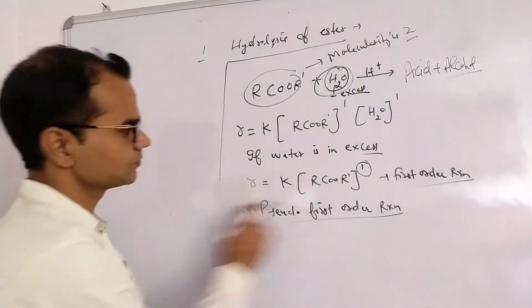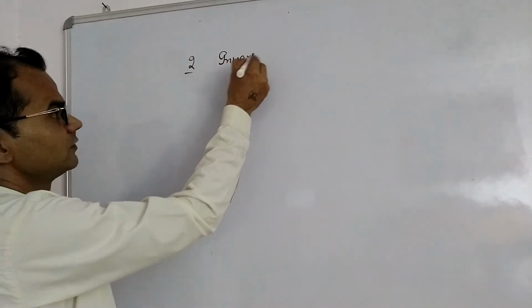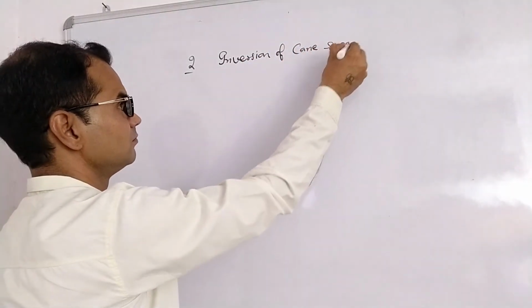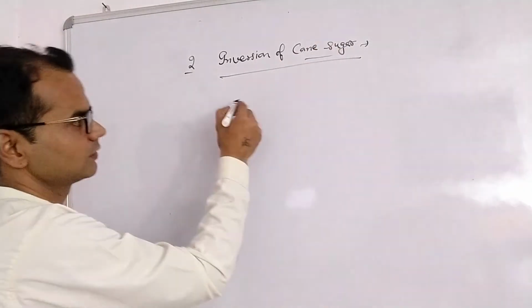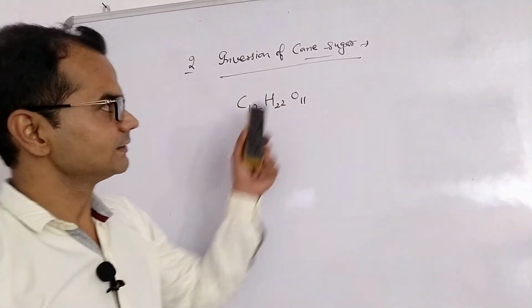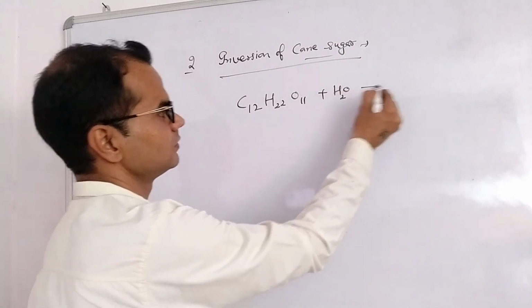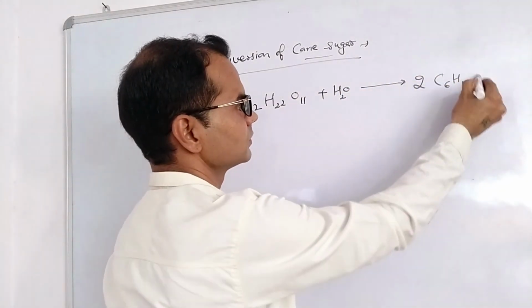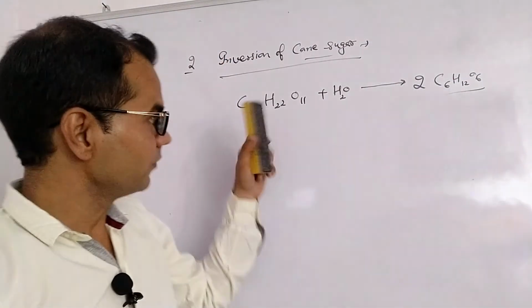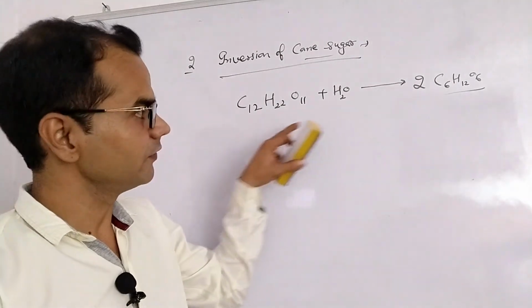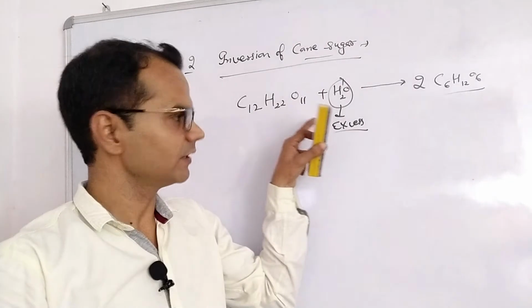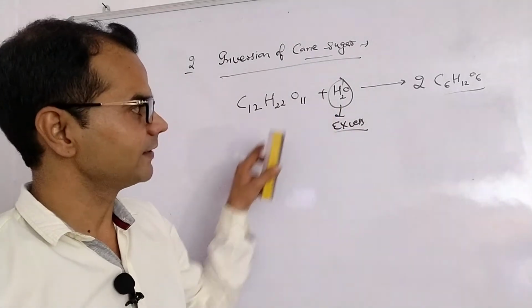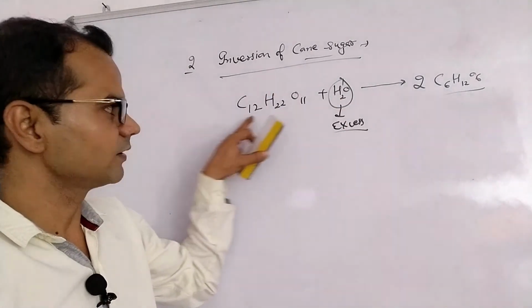Now the second example is inversion of cane sugar. Again it is a hydrolysis of cane sugar. C12H22O11, that is cane sugar, plus water. As a result, glucose and fructose are formed. If both reactants are present in normal concentration, then it will be a second order reaction. But again, if water is present in excess, we can't determine the significant change in its concentration. So the rate will not depend on the concentration of water.